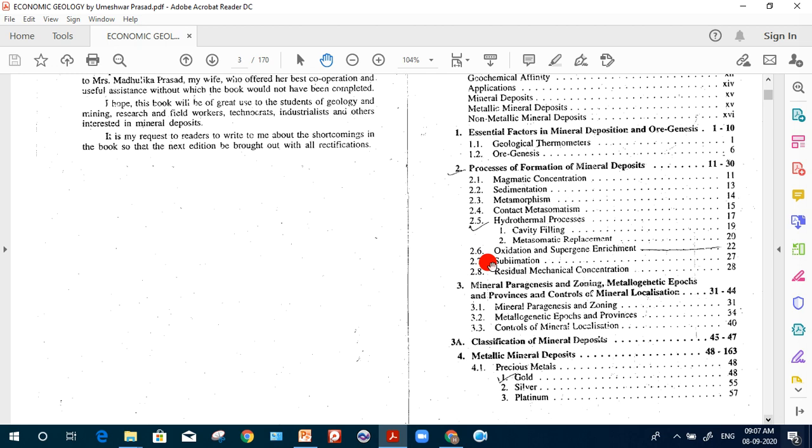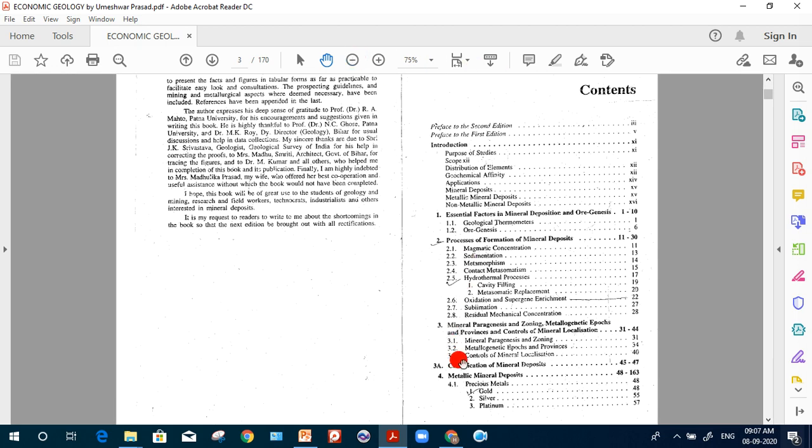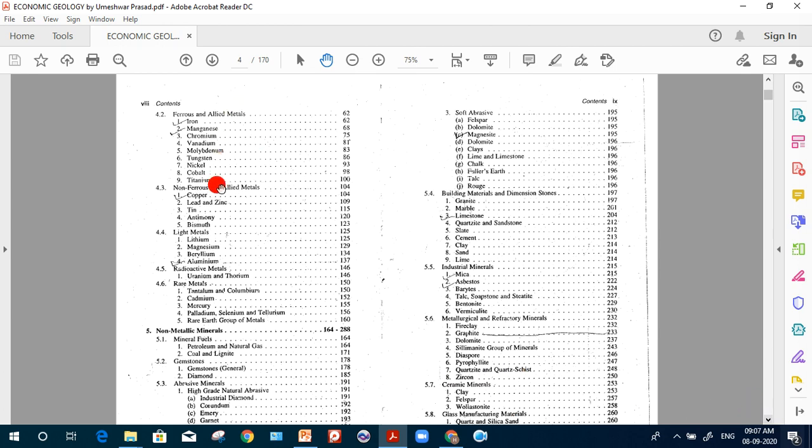And then mineral paragenesis, that means which mineral is formed when and how do they get zoned. Within this you can also understand how metallic epochs and provinces are identified, okay, and what are the criteria which control the occurrence of mineral present in some area. Then the different metallic mineral deposits are dealt with in detail one by one. And then non-metallic minerals, they are studied in detail here.